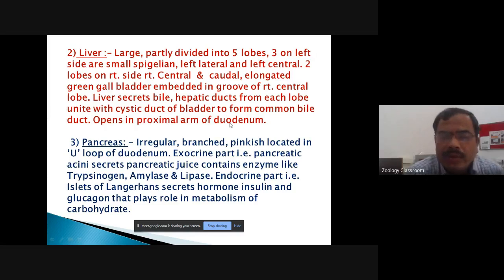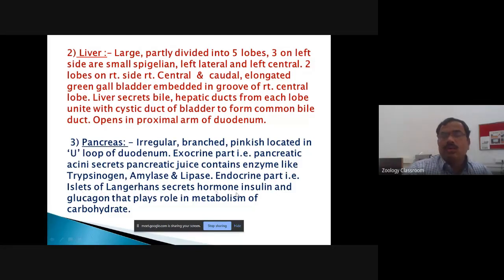Whereas the endocrine part of the pancreas is located in between the acini. If you see a section of the pancreas, in between the acini, so in between the follicles, a group of cells is present. These groups of cells are called the islets of Langerhans. So this is the name. Langerhans is the discoverer who discovered these cells, so they are named the islets of Langerhans, which secrete hormones.